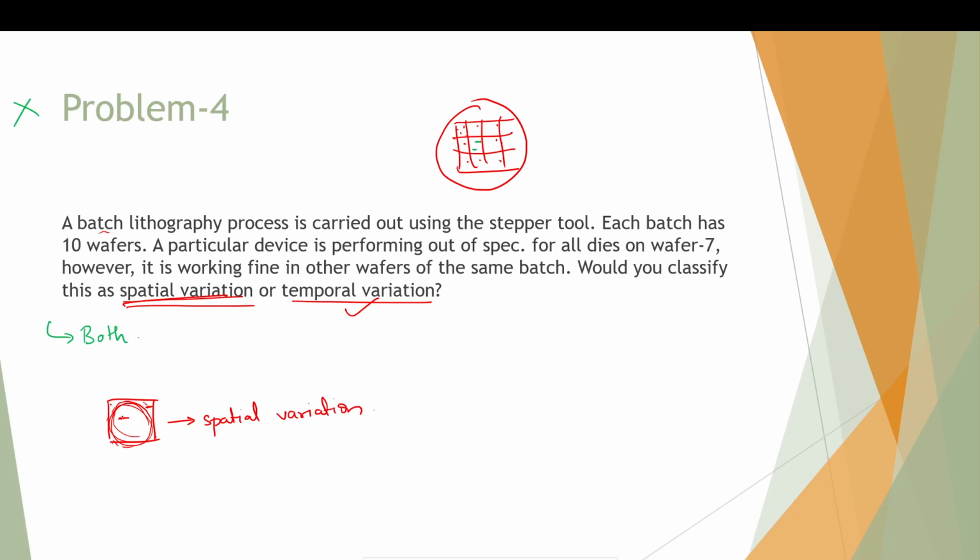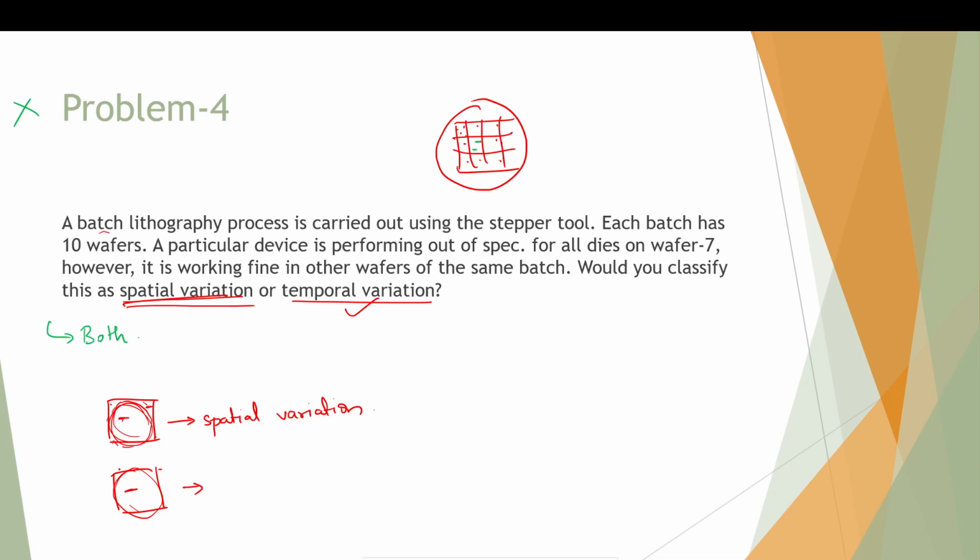Now say this was my device, this time it worked fine. Next time I take a similar chip, do a similar spin coating process, and the same device at the same location is now not working well. So this can be due to the lithography setup that I used, the exposure was not proper, or maybe while developing it I overdeveloped it. So now it is across two different wafers or two different samples.